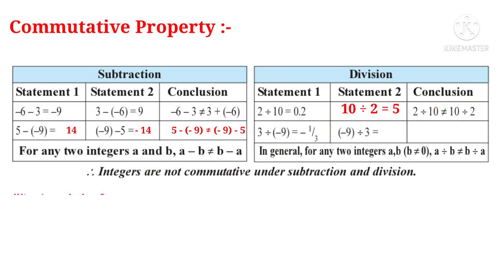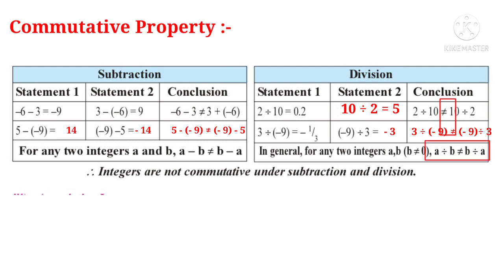Now let us take another example, 3 and minus 9. First divide 3 by minus 9, we get minus 1 by 3. Now interchange them. Minus 9 divided by 3, that is minus 3. Minus 1 by 3 and minus 3 are not equal. So in conclusion we can say that 3 divided by minus 9 is not equal to minus 9 divided by 3. Now here observe the not equal to symbol in the conclusion.